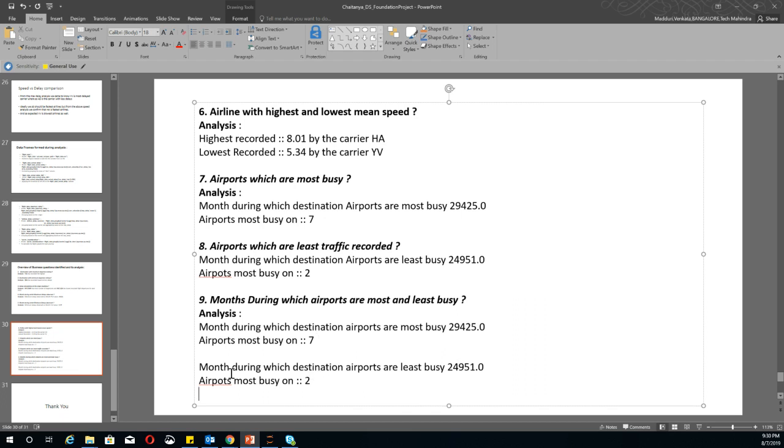These are the basic questions which I thought could be asked based on the data set provided. This will mostly cover all sides of the data set which was provided.